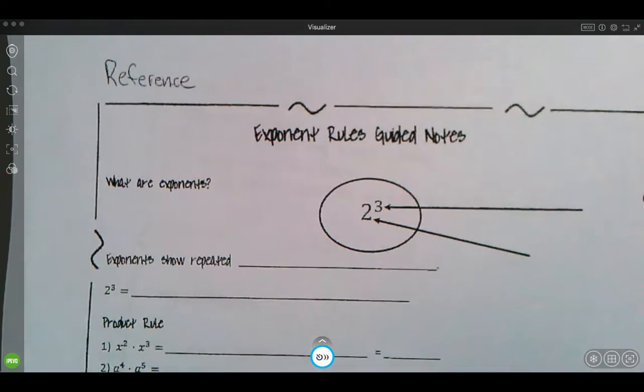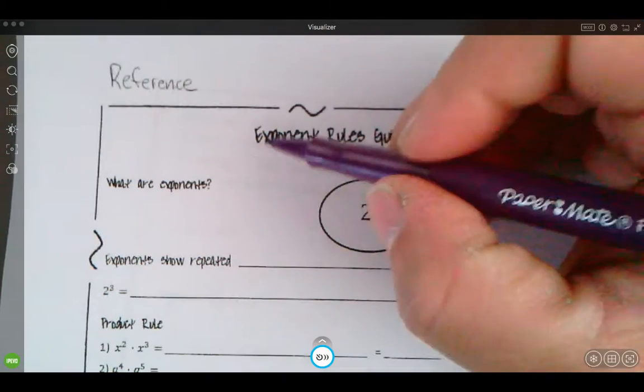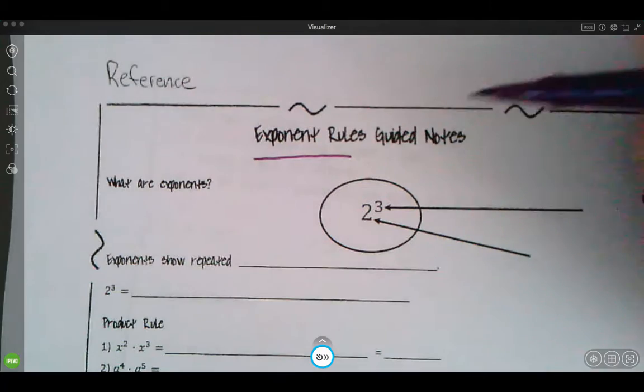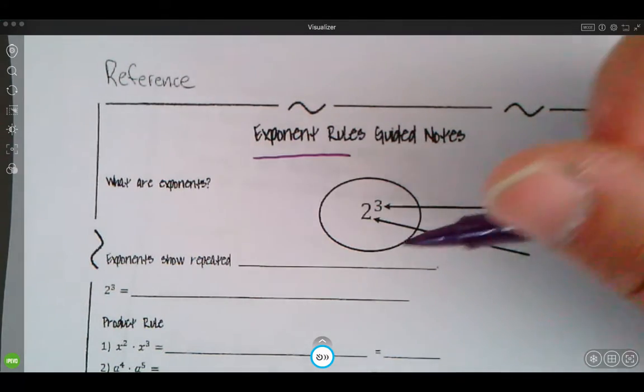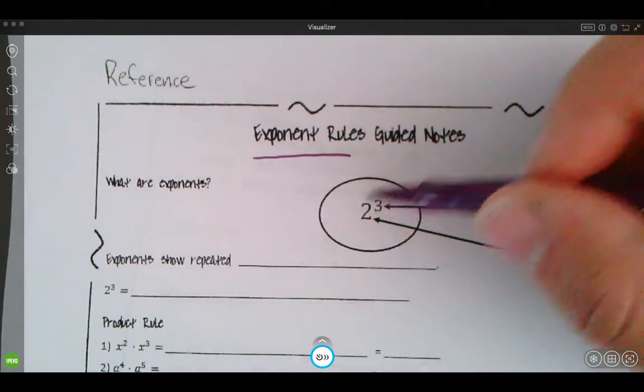All right, in today's video reference, we're going to look at a new topic, our last new topic of 8th grade this year, which is exponent rules. So we're going to go through some guided video reference notes, and the first thing we need to look at is the actual terms that we're going to use.